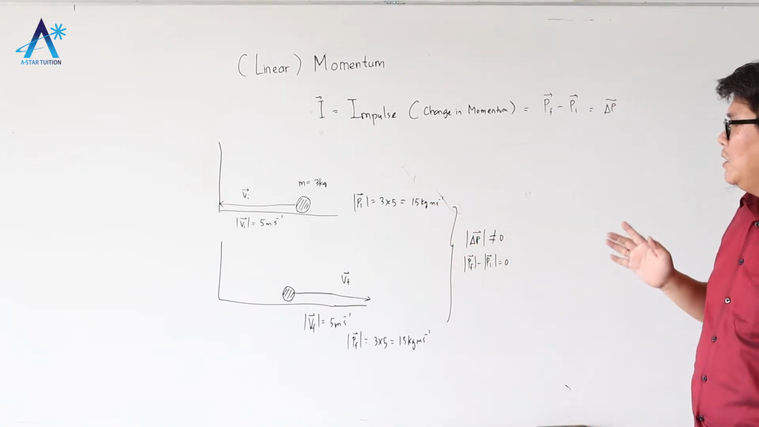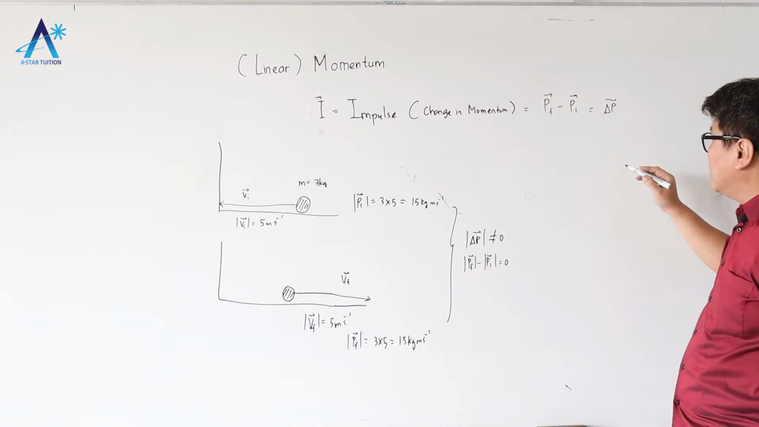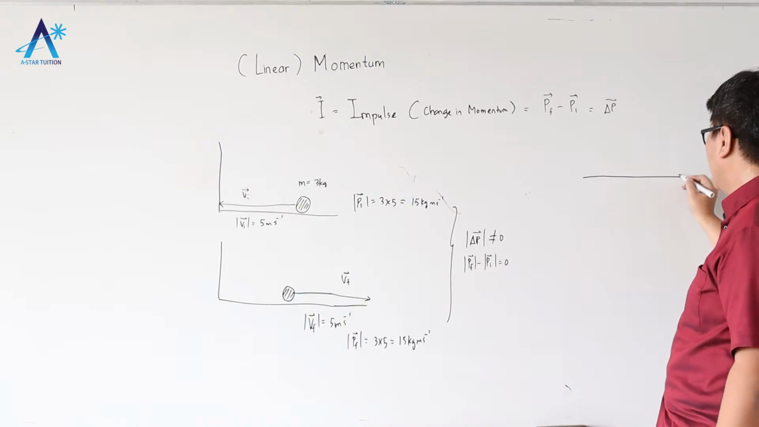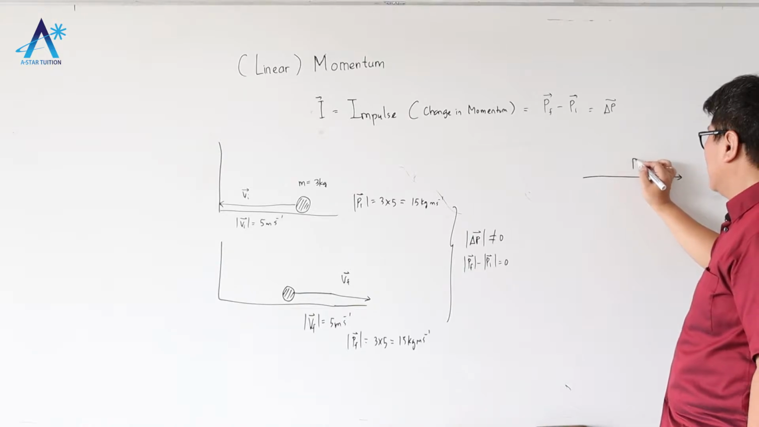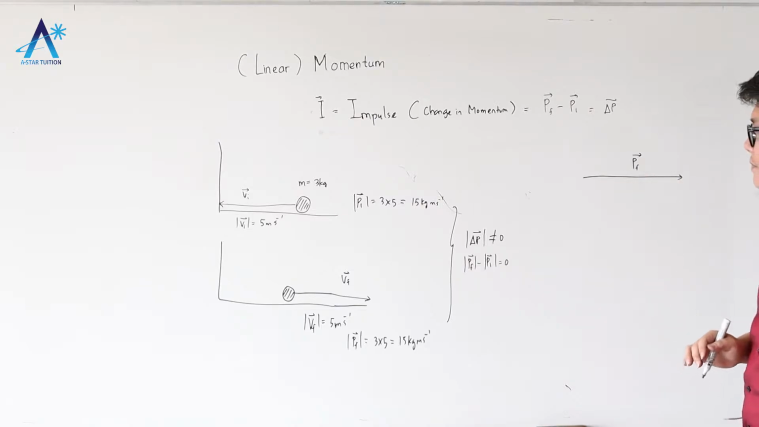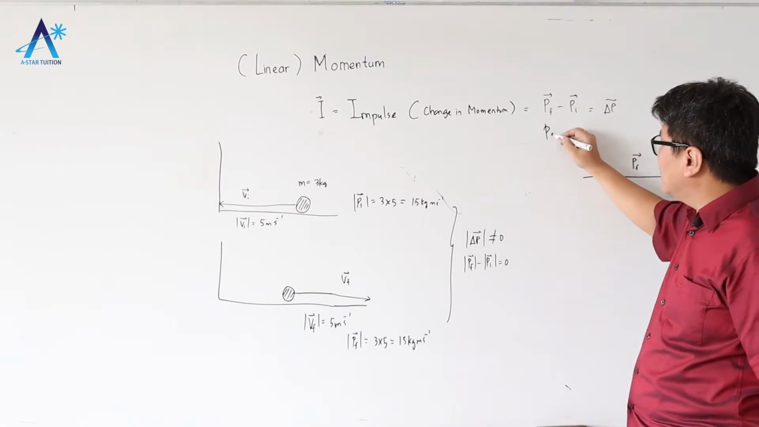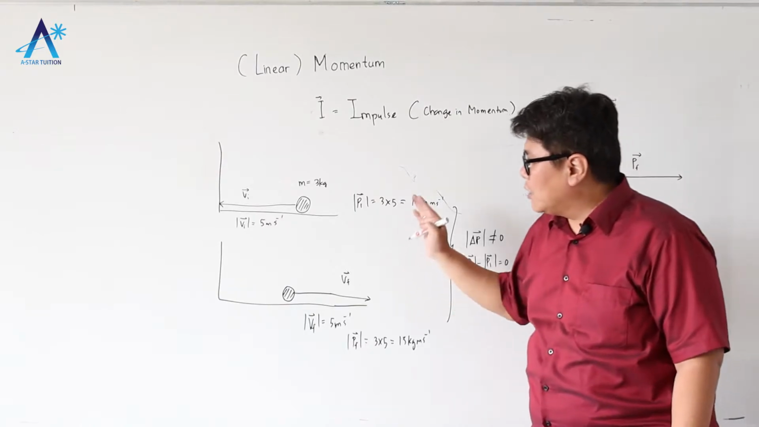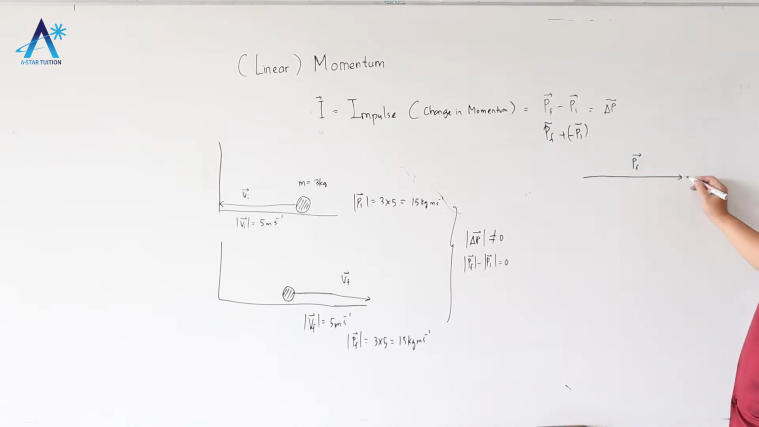What you need to do is vector subtraction like usual. In this case, the final momentum is in the same direction as the velocity, so it's going this way. So this is PF, and since momentum is in the same direction as velocity, PF is drawn like this. But what about PI? PI is going this way, but remember, this is not PI, this is negative PI. So PF plus negative PI: since PI is going to the left, negative PI would be to the right. So this is negative PI, this way.